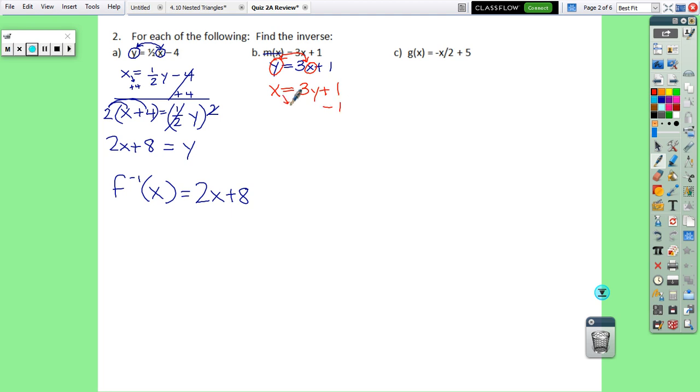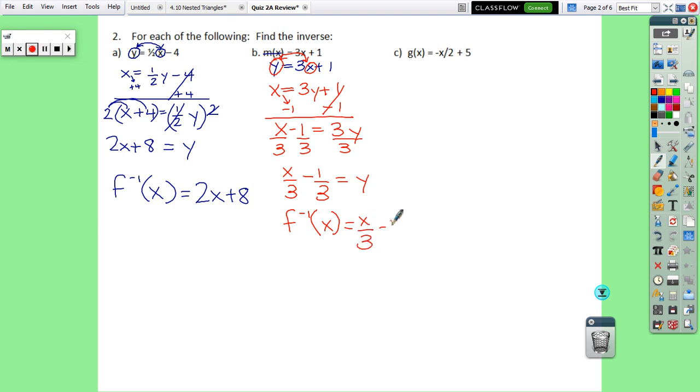So the first thing we want to do is we want to subtract 1 from both sides. So x minus 1 is equal to 3y. And then to get y by itself, we divide each term by 3. So x over 3 minus 1/3 is equal to y. So to write that in function notation, we would do f inverse of x is equal to x over 3 minus 1/3.